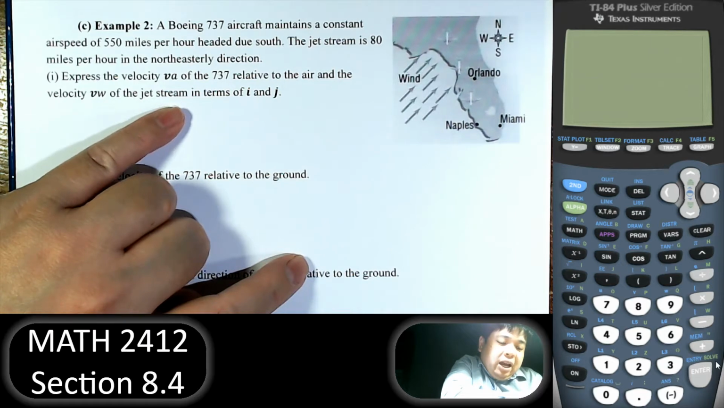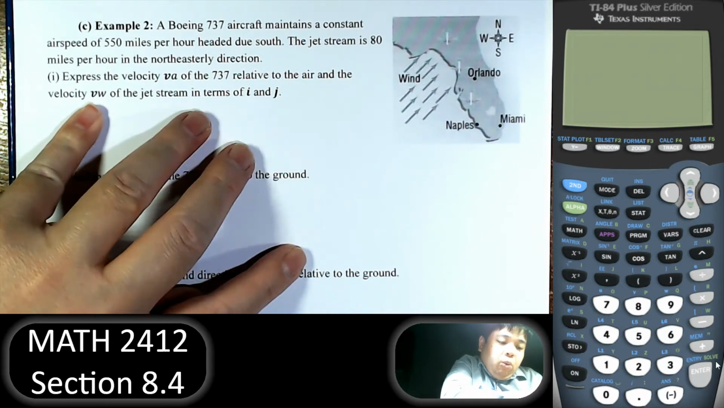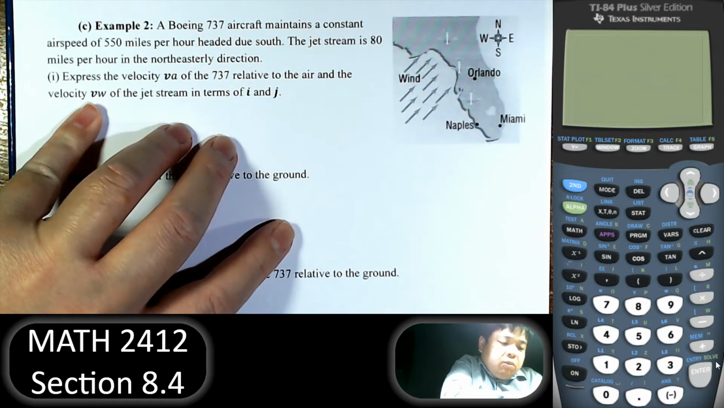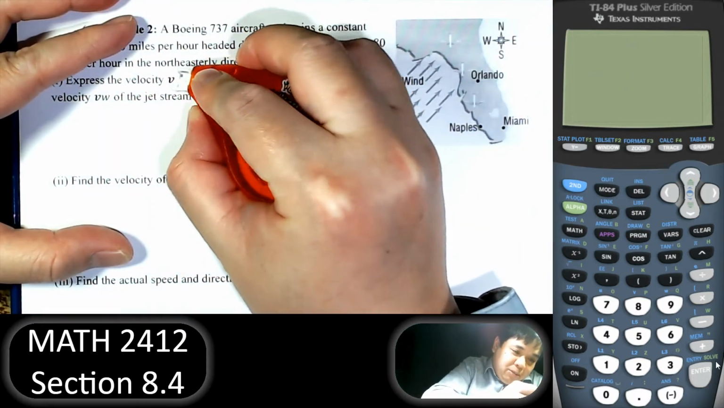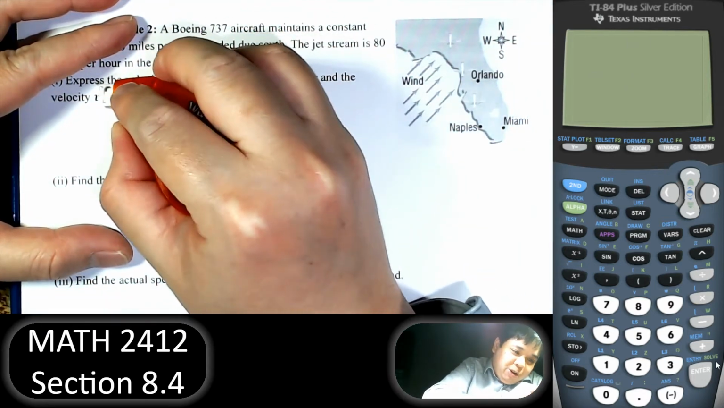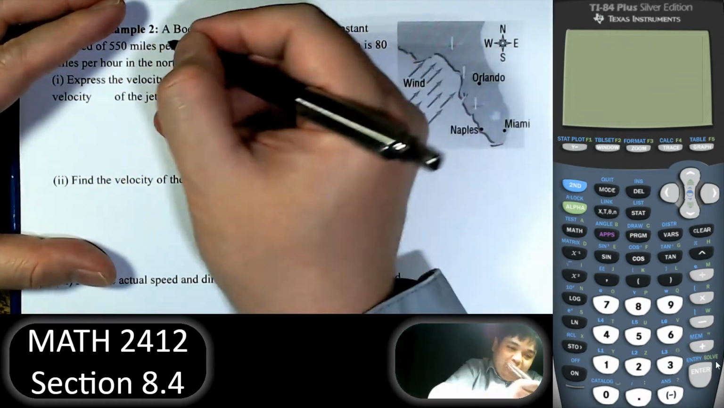with respect to the air and the velocity... Actually, when I typed it, copy and paste, it didn't look right. Let me write this again. How confusing.